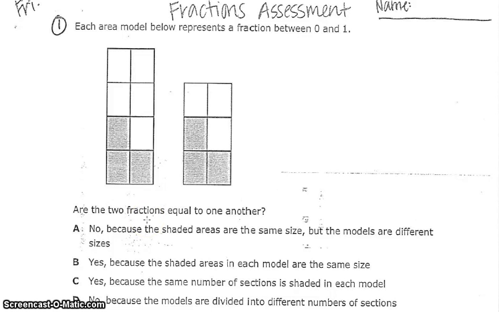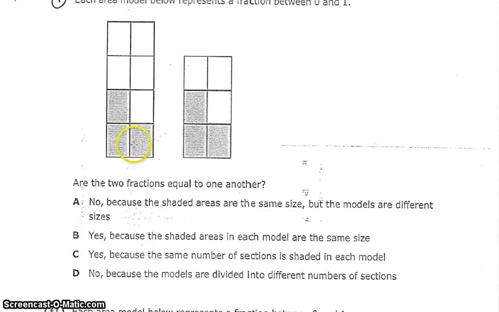Question 1. Each area model below represents a fraction between 0 and 1. So write the fraction for the first shape, shaded over total, and then write the fraction for the second shape, shaded over total. Are the two fractions equal to one another?